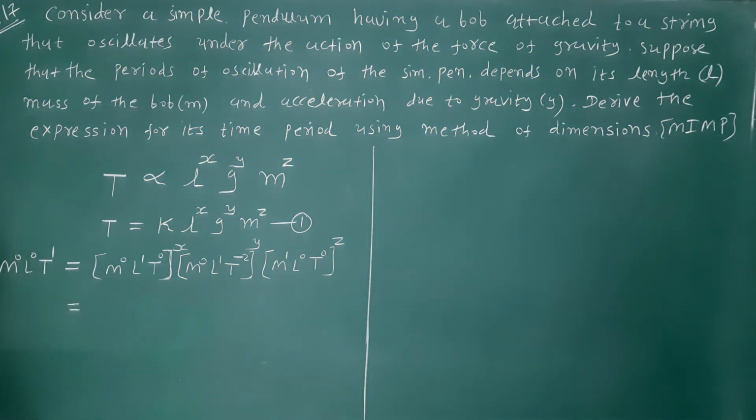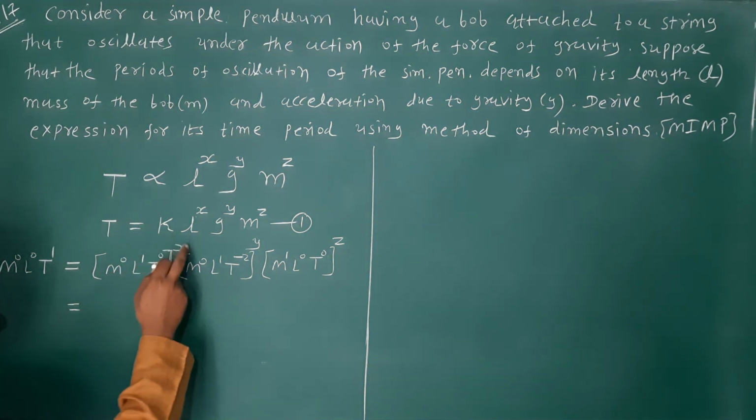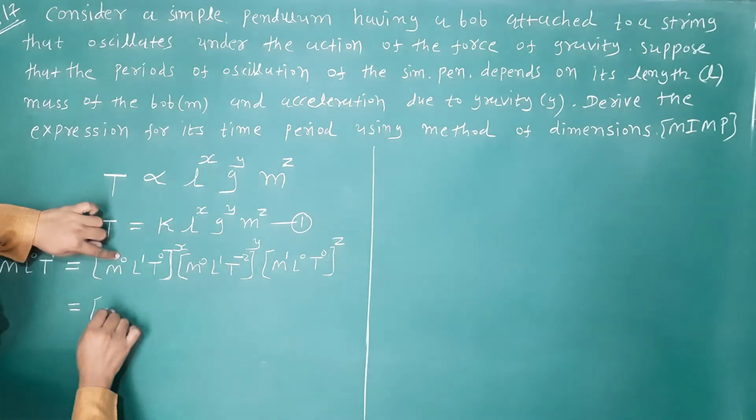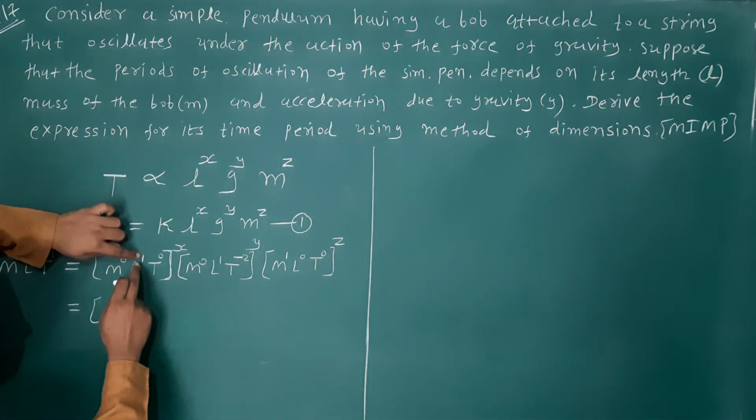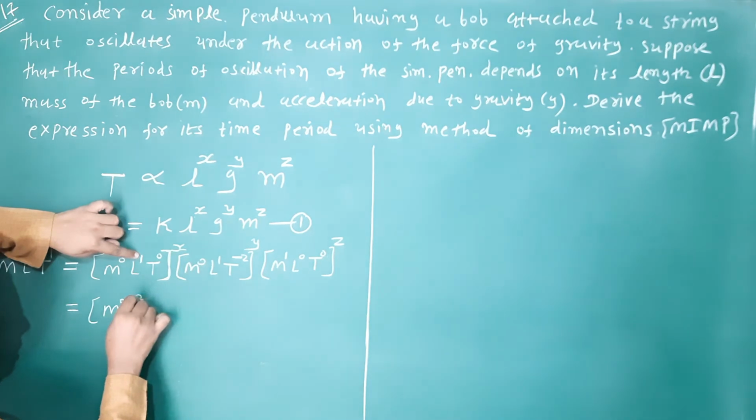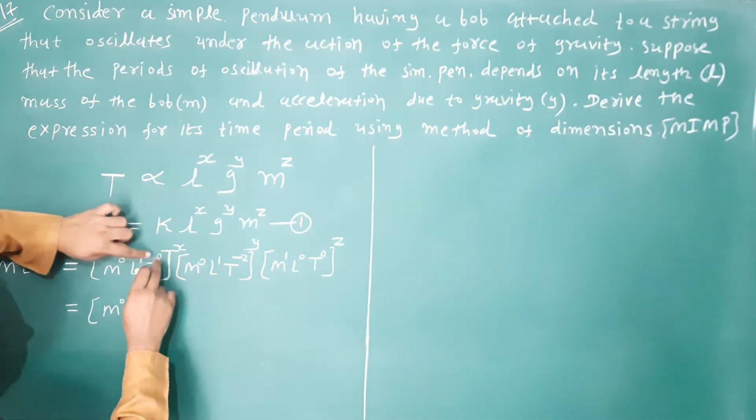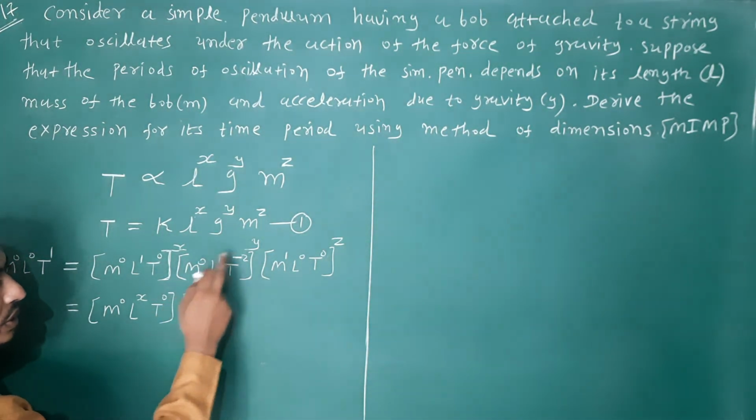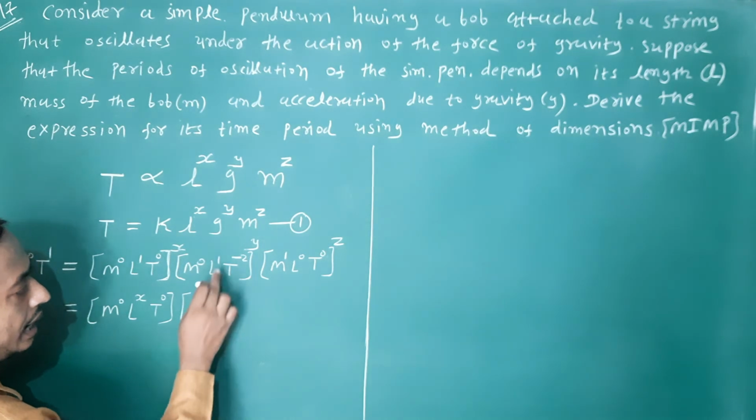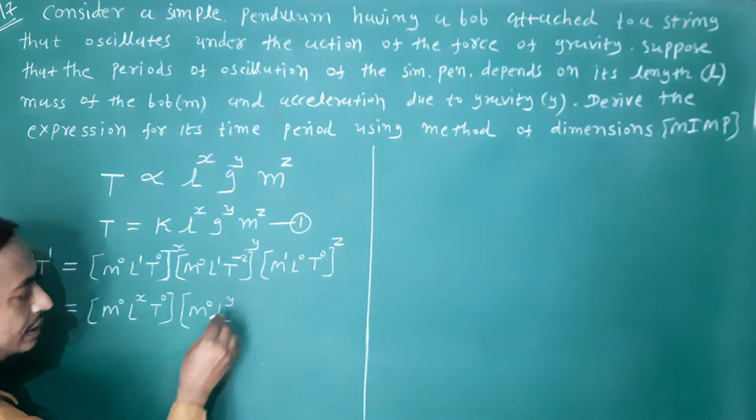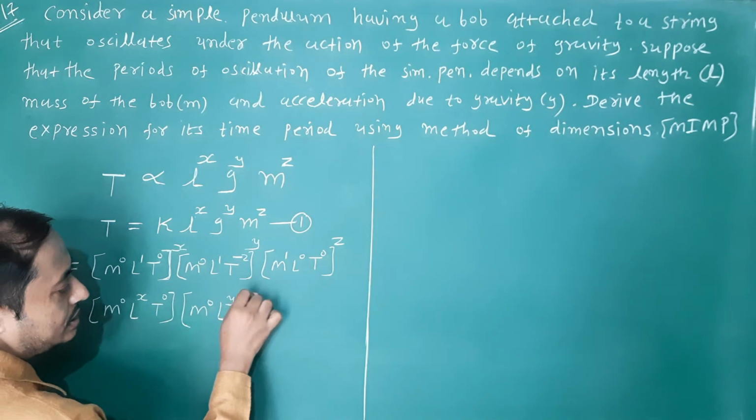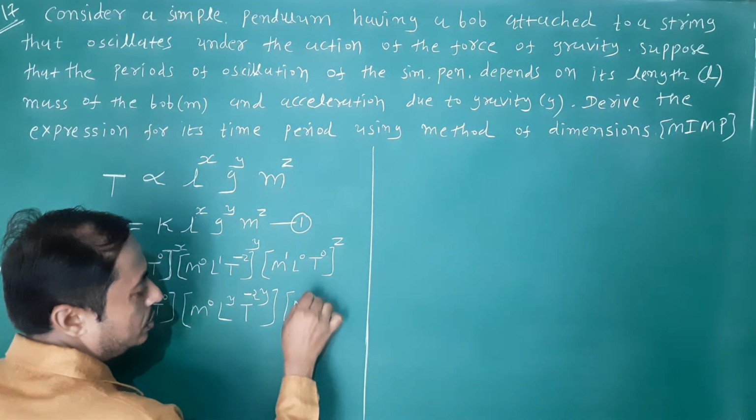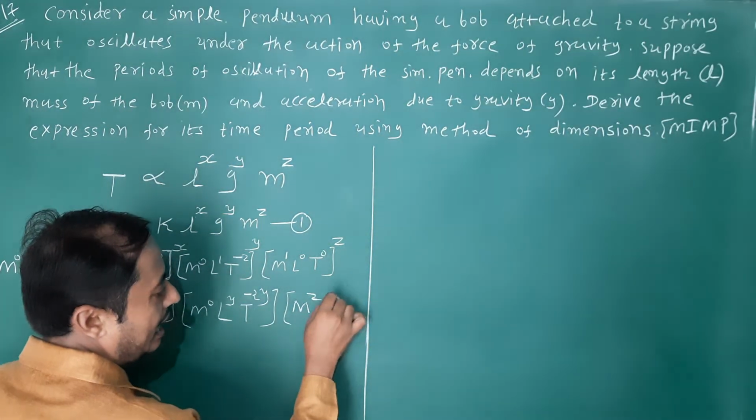Friends, first of all, the power is multiplied. M raised to 0 into x means 0. L raised to 1 into x, so L raised to x. T raised to 0 into x means 0. The same way, M raised to 0 into y is 0, L raised to 1 into y is y, T raised to minus 2 into y means minus 2y. And here, M raised to z, L0 and T0.